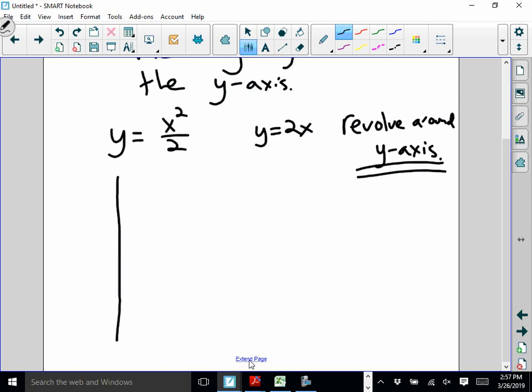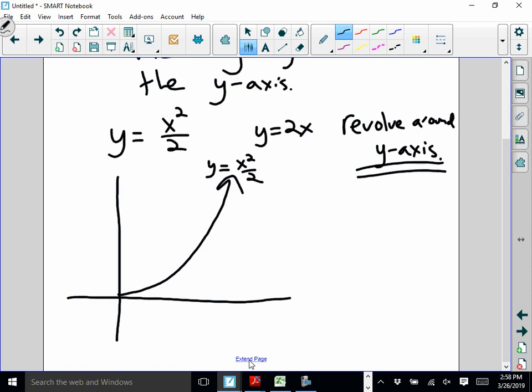Here is half x squared, and it goes back here, but it's not going to play a role. And here comes y equals 2x. We have intersections here and here. I did not draw this very well to scale, but it doesn't really matter.